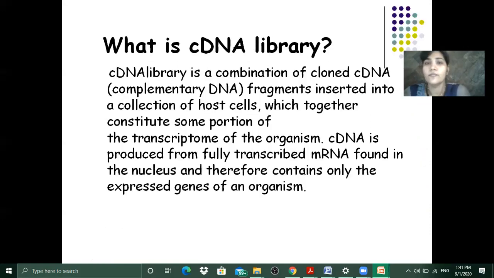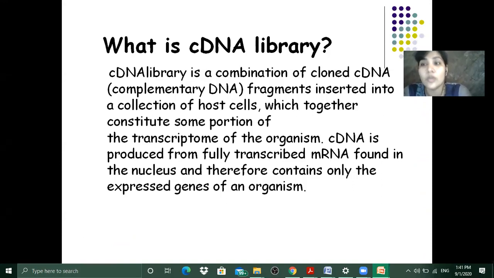So what is cDNA library? So cDNA library is a combination of cloned cDNA, and the cDNA are nothing but complementary DNAs. So what are these complementary DNA? I will tell you as we move on with the lecture. So first we understand the definition of it. So cDNA library is a combination of cloned cDNA.